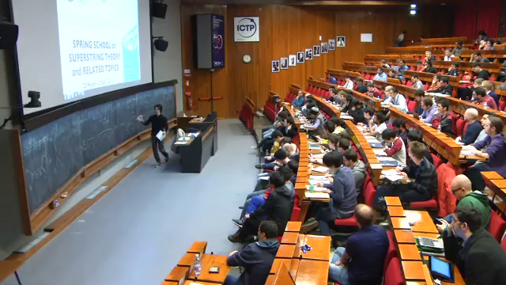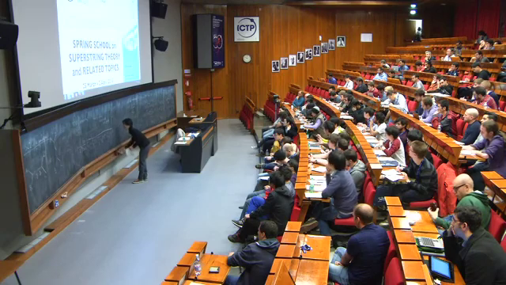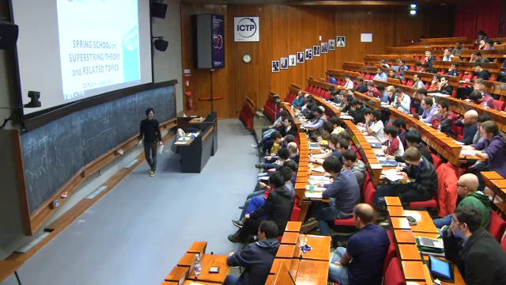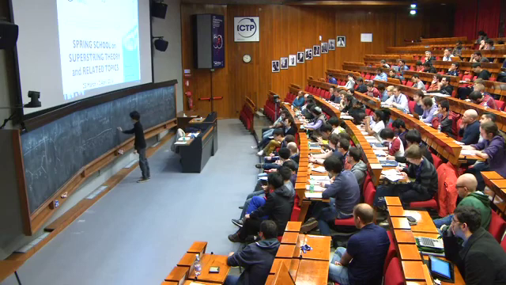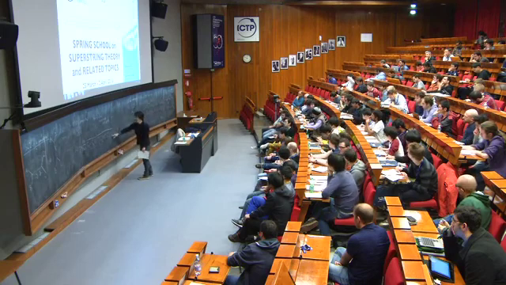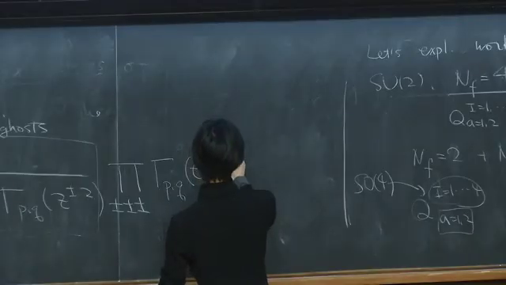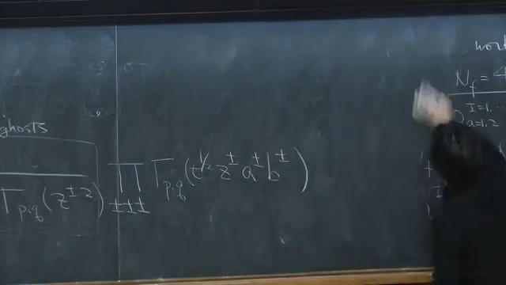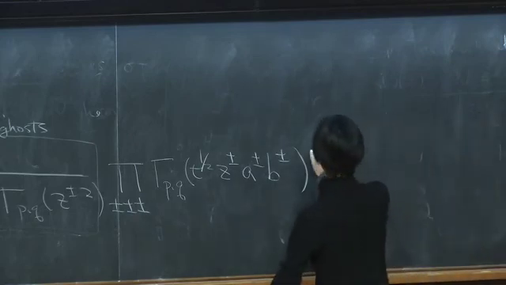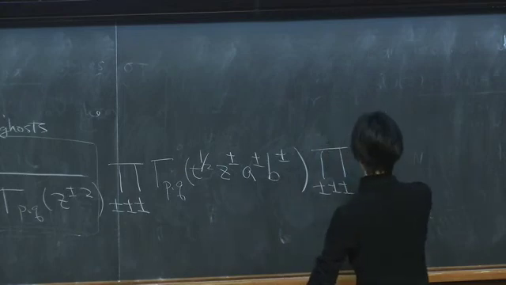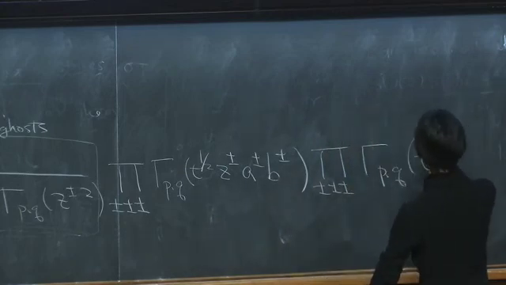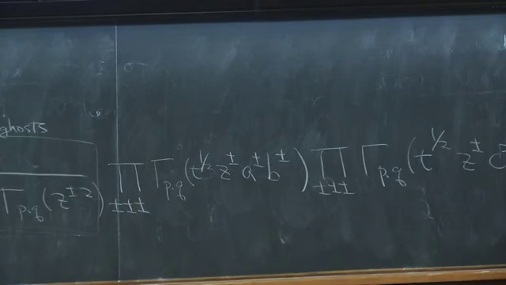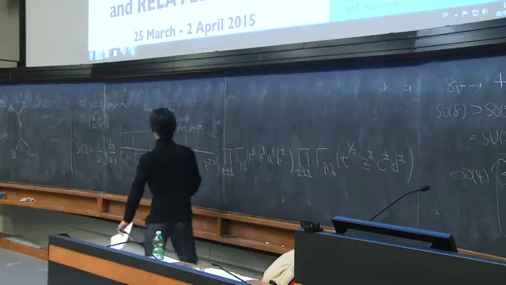So let me do that. A trifundamental has 3 doublets, so we need to multiply tons of gamma PQ, and the gauge is Z, so T^(1/2), Z plus minus, A plus minus, B plus minus. And finally, you need to multiply plus minus, plus minus, plus minus, gamma PQ, T^(1/2), Z plus minus, C plus minus, D plus minus. So this is it. This is the superconformal index of SU(2) with 4 flavors.